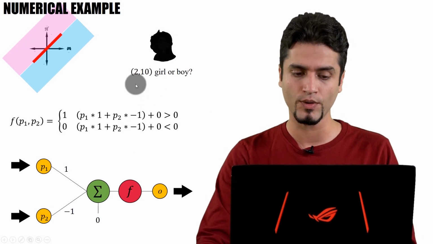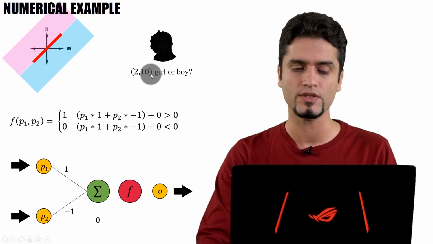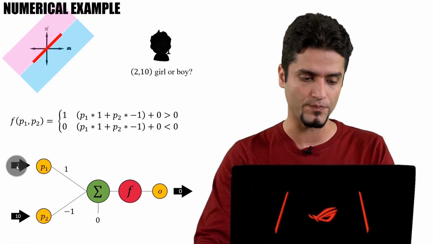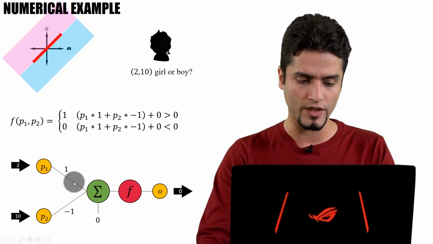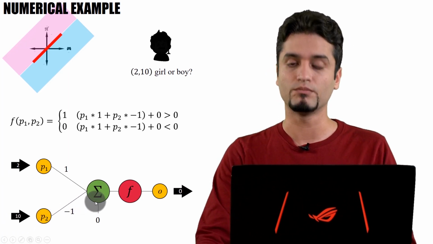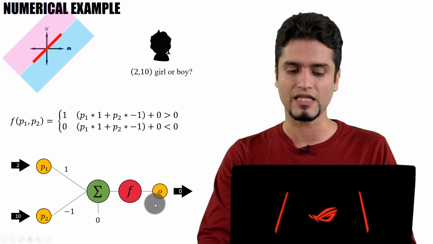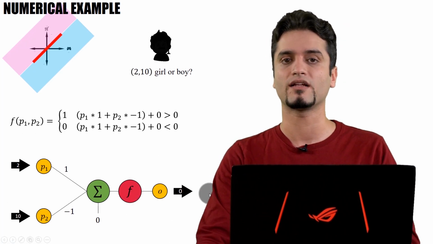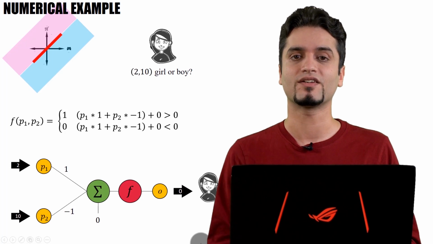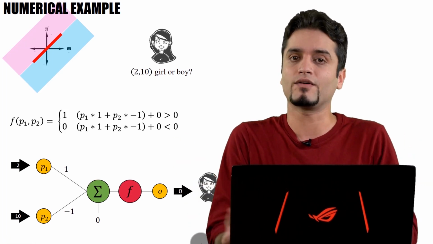What about this example? Now I have 2 as the first input of P1, and 10 as the second input of P2. Here we go. 2 times 1 plus 10 times minus 1 gives us minus 8. Minus 8 is less than 0. Everything is done internally in this model. That gives us 0. So what's the gender? The gender is a girl, right?